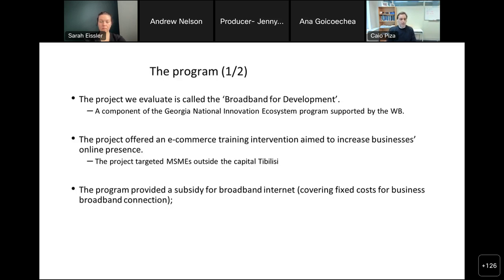So the program also provides a subsidy for broadband internet. For a business that didn't have access to high-speed internet, the program provides some subsidy for them to cover fixed costs to set up their broadband connection. It could be that businesses don't have the resources to invest in high-speed internet, and that's why they don't go online. But the program overcame the issue by providing subsidies for businesses to set up their broadband connection.